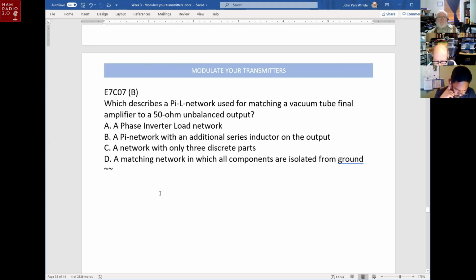Okay, which describes a pi network used for matching a vacuum tube final amplifier to a 50 ohm unbalanced output? And basically what it is here is just describing the network, a pi L network, a pi network with an additional series inductor to the output. And what there really is, what is the description of that? And it's that.